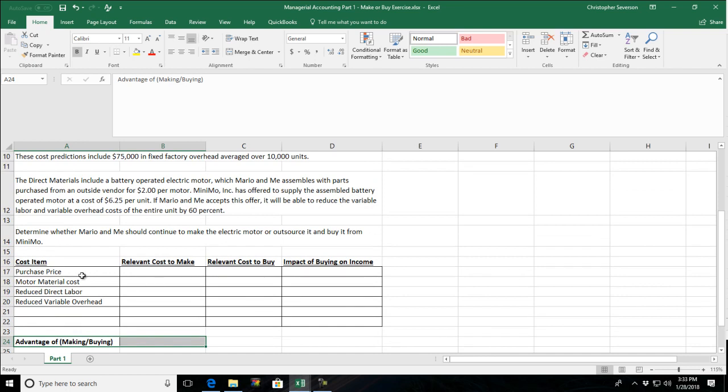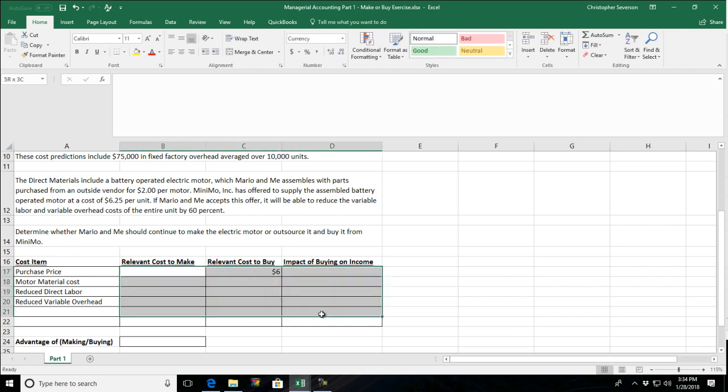So what we're going to do here, I've identified 4 different costs that we need to look at. The purchase price of the entire assembled unit is a very important relevant cost. Now, that's generally only going to show up, of course, if we do buy it. So this is just the purchase price of the assembled unit. It's $6.25 per unit.